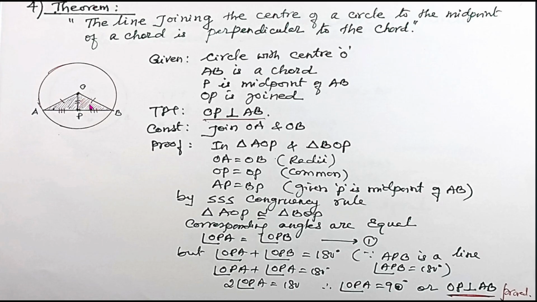If two triangles are congruent, then the corresponding angles are equal. Therefore, angle OPA is equal to angle OPB. But we see that APB is a straight line, so angle APB is equal to 180 degrees. That is, angle OPA plus angle OPB is equal to 180 degrees. But angle OPA and angle OPB are equal. Therefore, 2 times angle OPA is equal to 180 degrees, or angle OPA is equal to 90 degrees, and therefore OP is perpendicular to AB. That is the proof of this theorem, and please try to remember that.